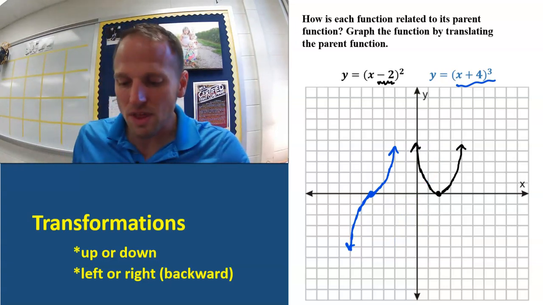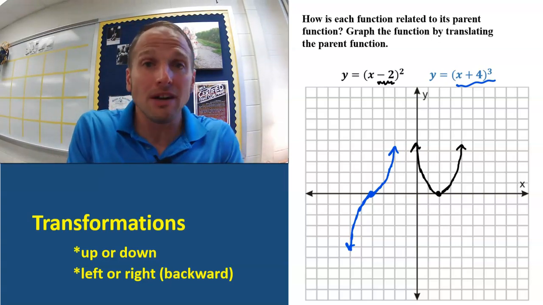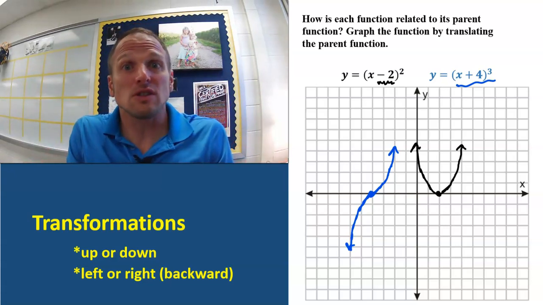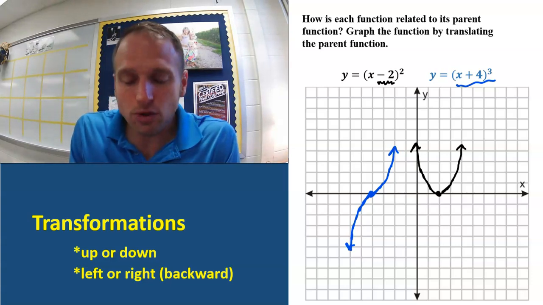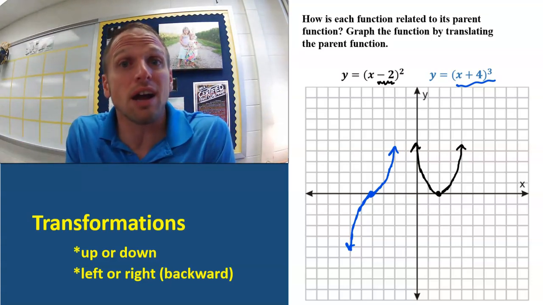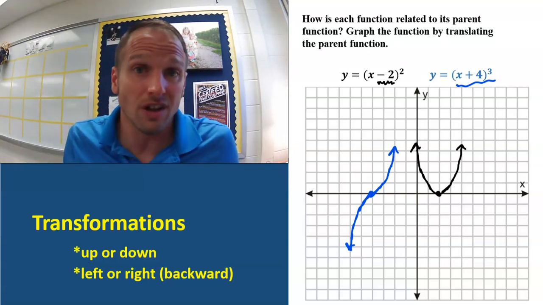All right, so that's what we've got. y equals x minus 2 squared. The minus 2 is going to slide it to the right because it's in with the x, so that's going left or right, and we've got to do the opposite with the x. And the x plus 4 to the third, since it's with the x, it's moving left or right, and it's going the opposite, so we've got to go to the left 4.